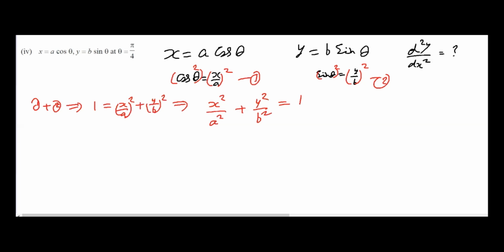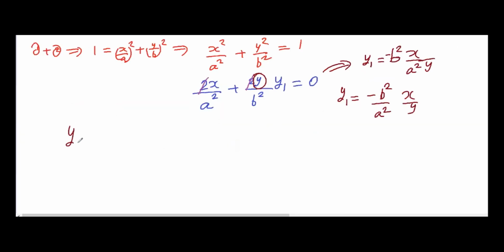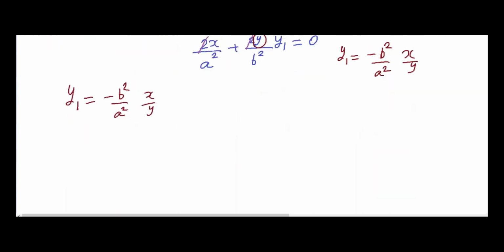Okay, now you can differentiate this with respect to x. So here you will get 2x, a square is constant so it will remain as it is. Here you will get 2y, b square is constant, it will remain as it is. Now 2y you did, but then again you need to differentiate y, so it will be y1, which is equal to 0. So y1 is equal to minus b square upon a square x by y. Okay, now I have eliminated theta.